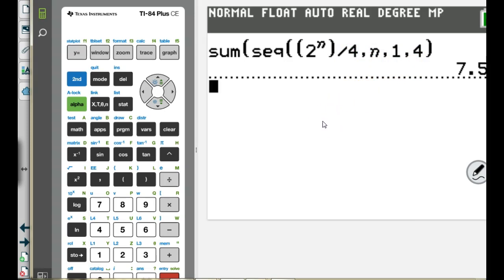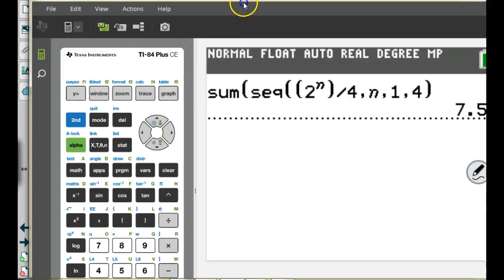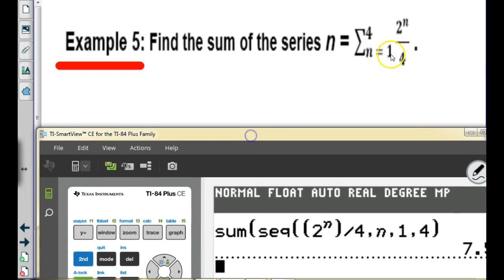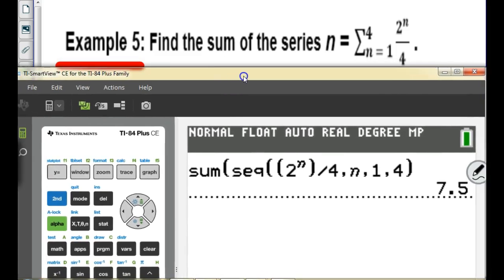I wouldn't have done that. If it said the sum of the first 75 terms, I would have used the calculator. But when it says find the sum of the first 4 terms, couldn't you just put in a 1, a 2, a 3, a 4, and then add them up? Probably would have been faster than trying to remember where all those buttons are. But even easier, okay, we got 7.5.